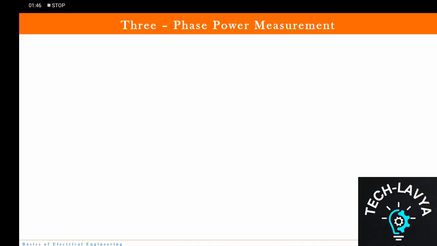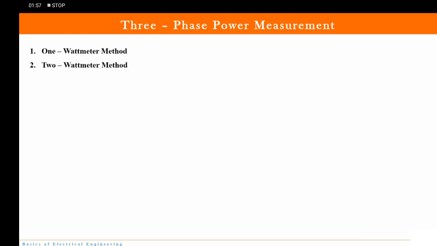Basically, three-phase power measurement is done by using the 1 wattmeter method and the 2 wattmeter method. Now let me tell you that in our syllabus the 1 wattmeter method is not included. It is specified that we have to cover the 2 wattmeter method only. 1 and 2 indicate the number of wattmeters used. So essentially a 2 wattmeter method is going to contain 2 wattmeters, so it measures two powers, W1 and W2.